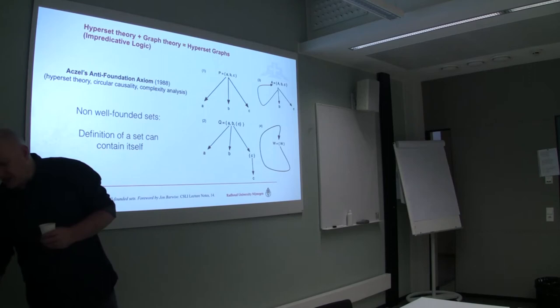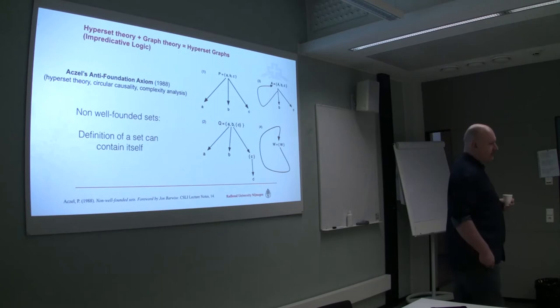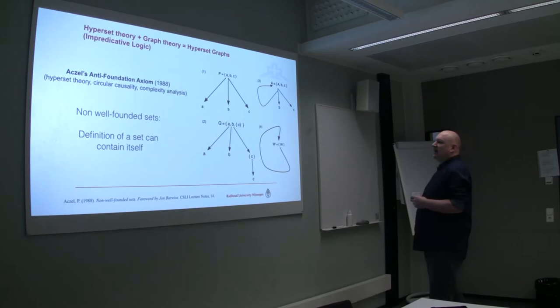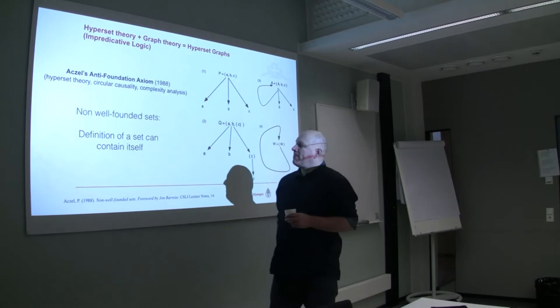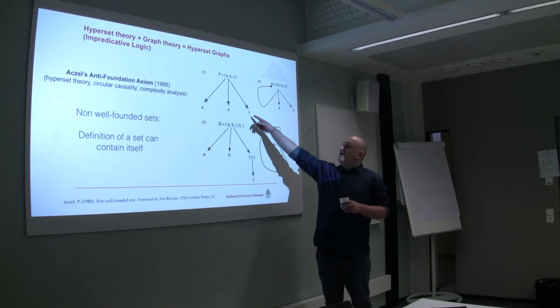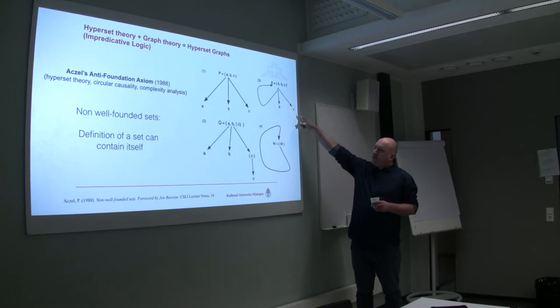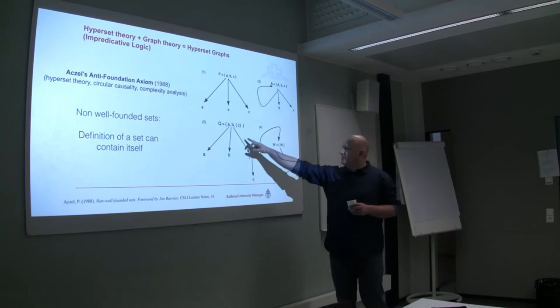This might also be interesting. I told you about these different theorems that you need for studying complexity. One of them was Aczel's anti-foundation axiom, which is a theory about non-well-founded sets, which means that the definition of a set can contain itself. This would be the regular case: a set that refers to things and their unique elements. But these kinds of things would generally not be allowed by the general set theory. This would be allowed, I think, but those things would not be allowed.